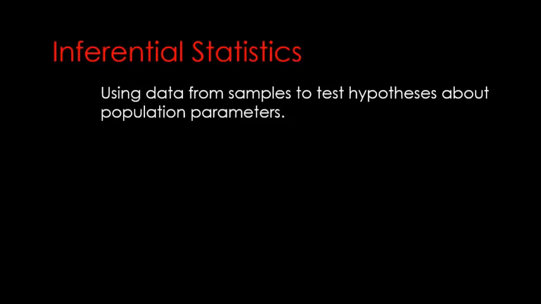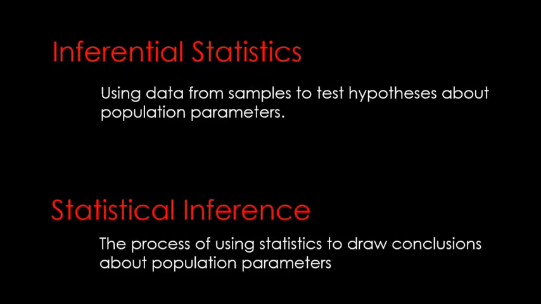We can also use data from samples to help us test hypotheses about population parameters. When we are using sample data to draw inferences about a population, this is called inferential statistics. The process of using statistics to draw conclusions about population parameters is called statistical inference.